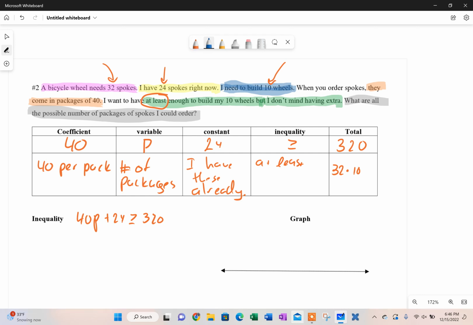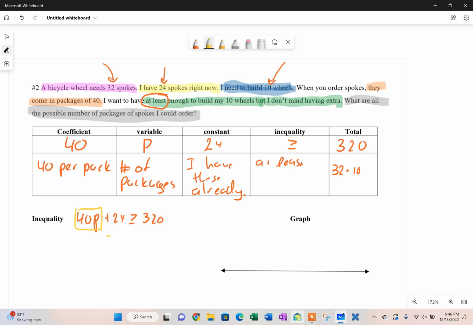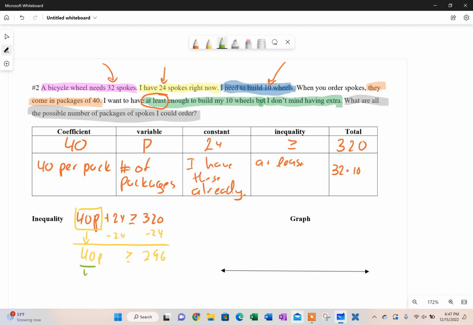So once again, I'm going to box my variable term, add the opposite. I get 40p is greater than or equal to 296. Now I don't want 40p, I want 1p, so I'm going to divide by 40. Divide by 40, that gives me p is greater than or equal to, and let's see, 296 divided by 40, 7.4. Oh, that's where I got 7.4 from.